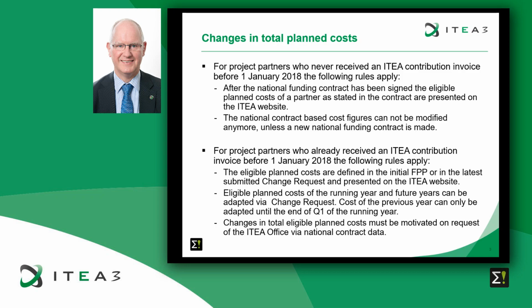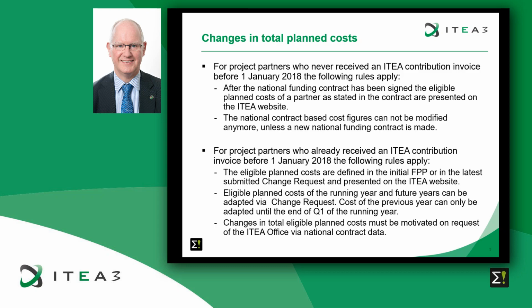After the national funding contract has been signed, the eligible planned costs of a partner as stated in the contract are presented on the ITEA website. The ITEA office gathers this contract information from the public authorities, and if that is not possible, we ask that from the partners themselves. The national contract-based cost figures cannot be modified anymore as soon as they are entered into the ITEA database, unless there is a new national funding contract.